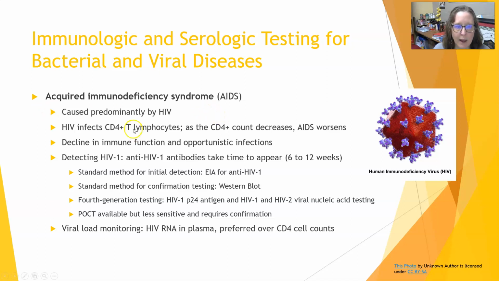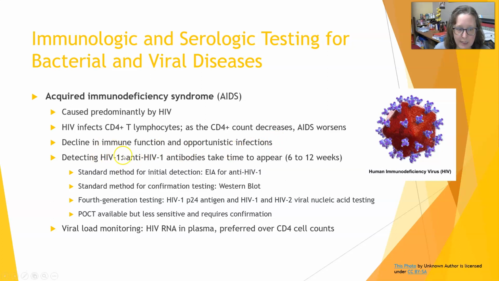As the CD4 cell count decreases, there are fewer and fewer T helper cells, there's a decline in immune function, and you'll see more and more opportunistic infections. Opportunistic infections are infections caused by bacteria or fungi that are normally harmless and wouldn't cause an infection in somebody with a normally functioning immune system.